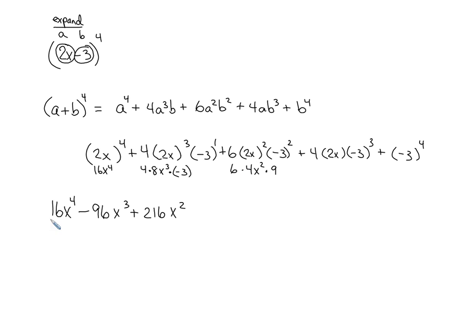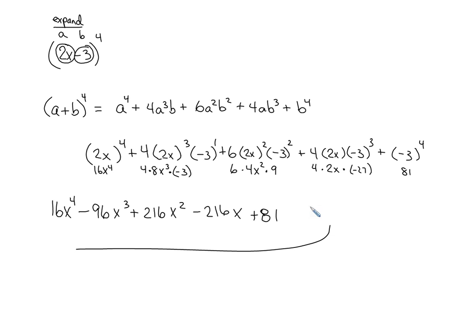And you can use your calculator to help you do these things if you want. Plus, I have a 4, I have a 2x, and then what's negative 3 cubed? Negative 27. So that's going to give me 8 times negative 27 is, again, negative 216. And then we have an x. And then finally, negative 3 to the 4th is positive 81. There we go, guys. There's our answer.